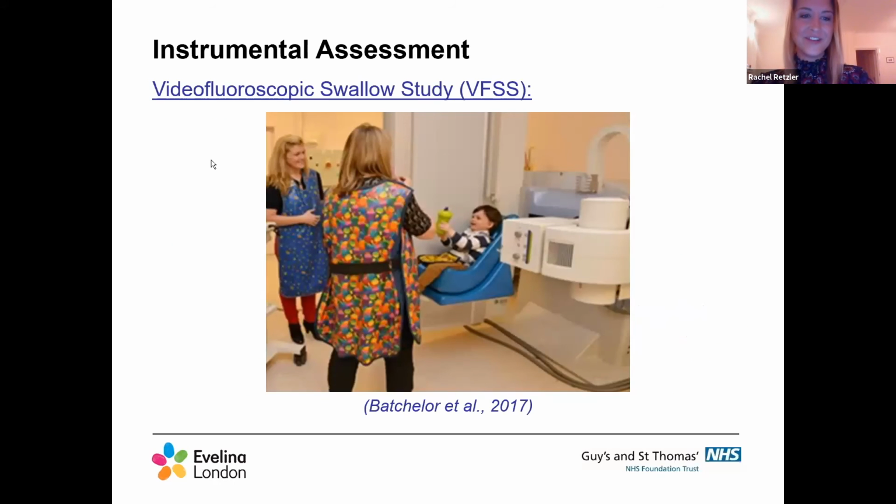Video fluoroscopy and instrumental assessment. So here's a clip of an example of a great clinician team with their lead vests on and a child in their tumble forward chair getting ready for their VF.